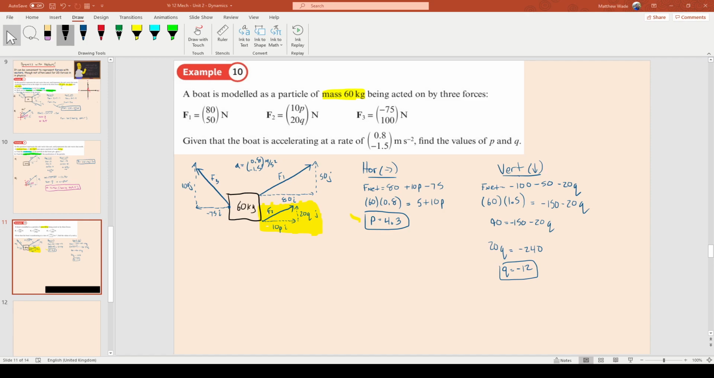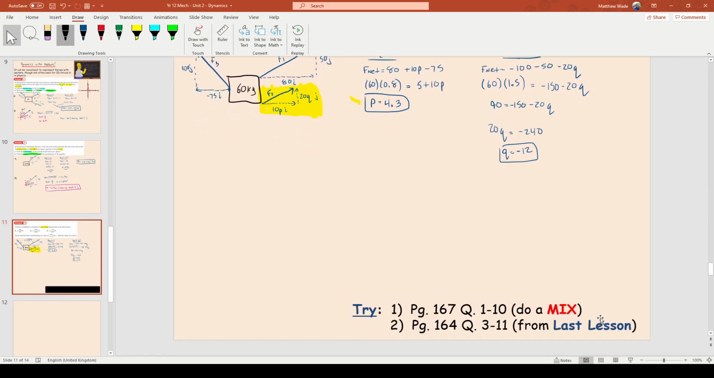So here we go then, folks. I want you just to try these. Page 167, question 1 to 10. Just do a mix of this new topic. When you finish that, it's the same questions as last time, 3 to 11 from last lesson. They're all really important, but 3 to 11 is more like real physics questions, real mechanics questions. So once you get the idea of these and you're content with your mix, have a little try of those, is what I'd suggest.